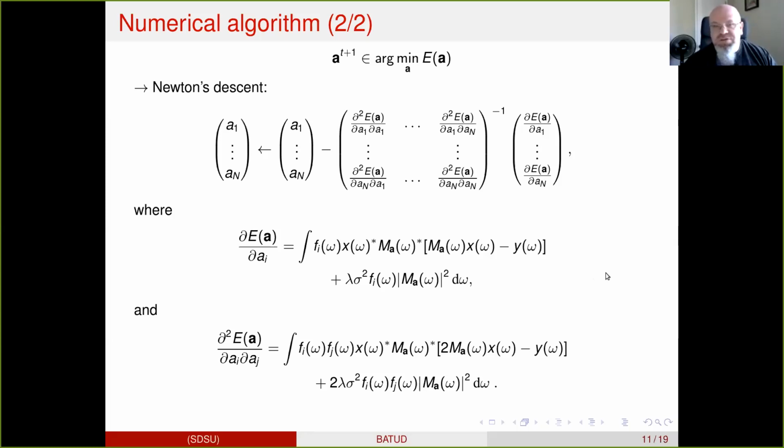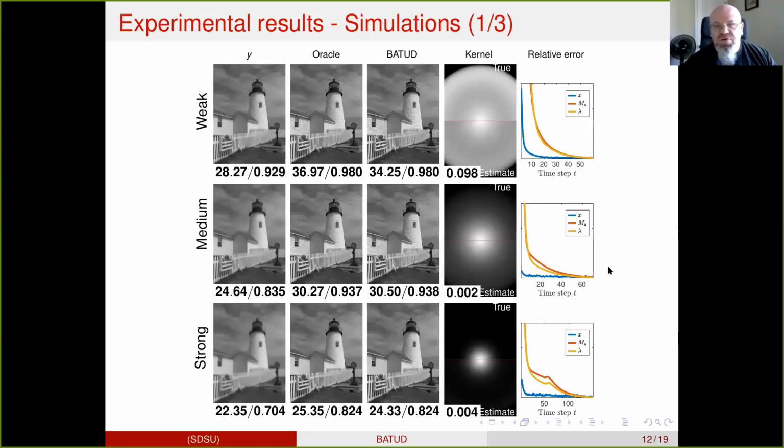Let me show you some results now. The first thing we did is simulate the blur, because of course we have a formal expression for the blur. So we can just pick parameters, build a free kernel, and then apply that free kernel on some images to create a simulated blur. And based on that, now we can apply the algorithm to get the deblurred version.